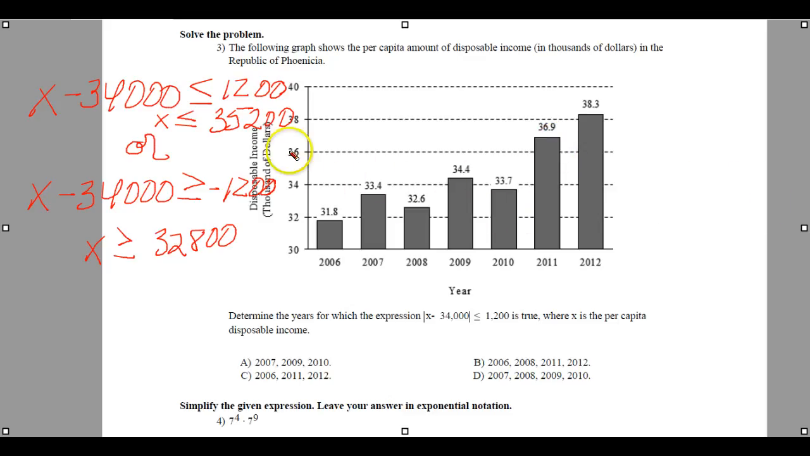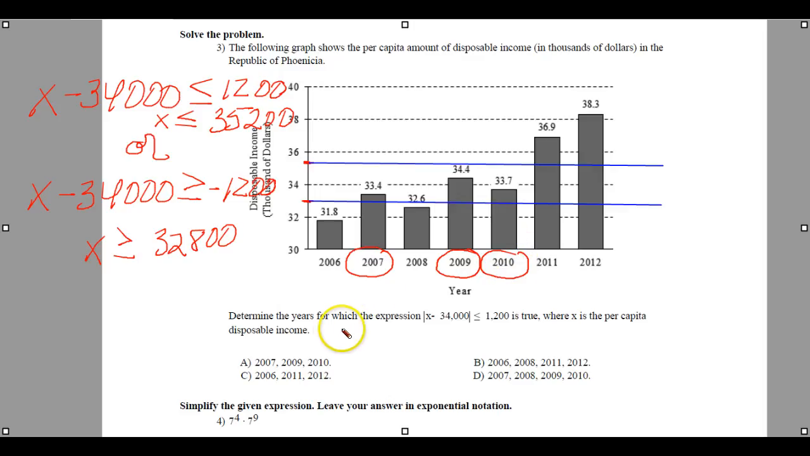Now, you're looking for years where your bar graphs are between this. So I would suggest you go to your lines here, and you're going to guesstimate 35,200. So 35,200 is right about there. And 32,800 is right about there. And then you can sketch a line in, like so, and now you pick out your answers. Well, this one is in that area, this one is in that area, and this one is in that area. And then you match it up, and it happens to be letter A.